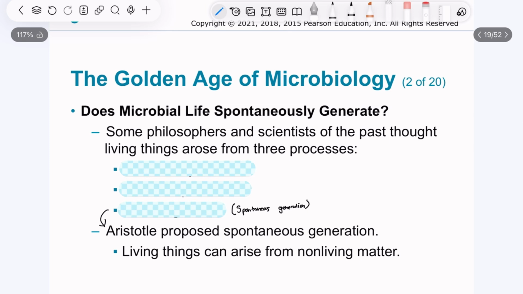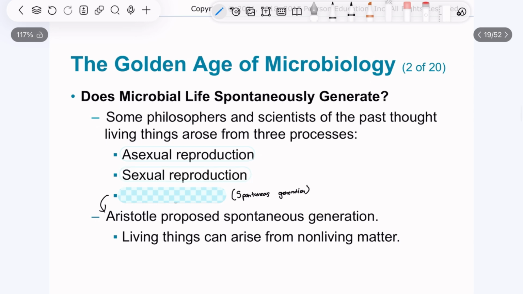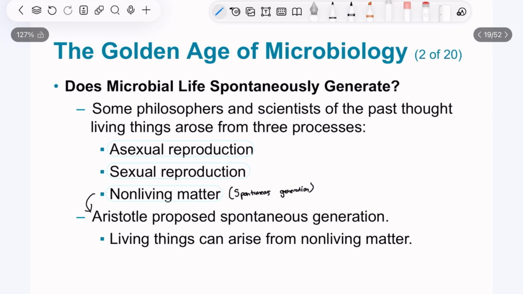Some philosophers and other scientists of the past thought that living things arose from these three processes: asexual reproduction, sexual reproduction, and non-living matter. Now, Aristotle proposed the idea of spontaneous generation, which is the non-living matter option right here, in which living things can arise from non-living things.